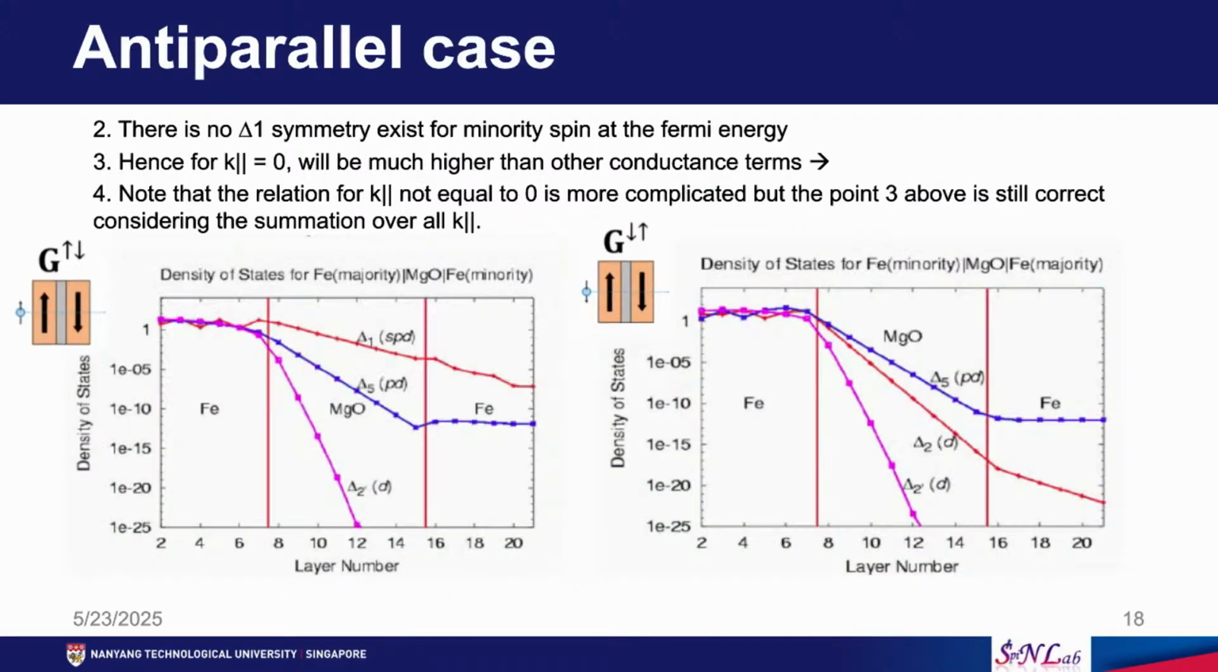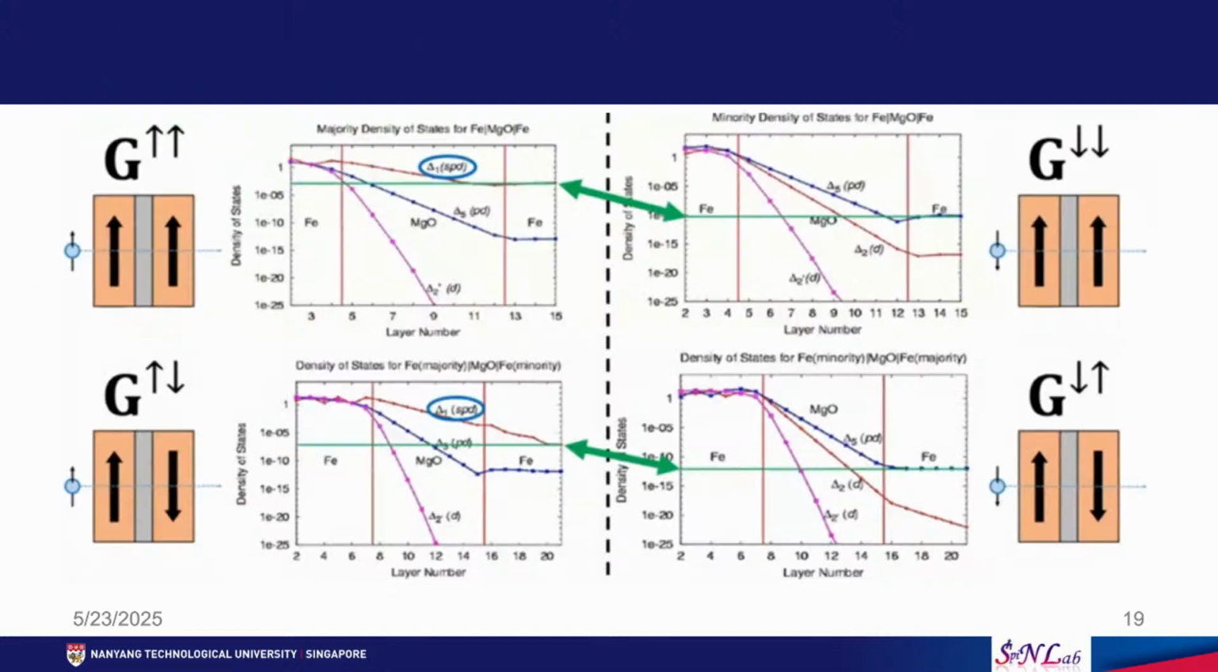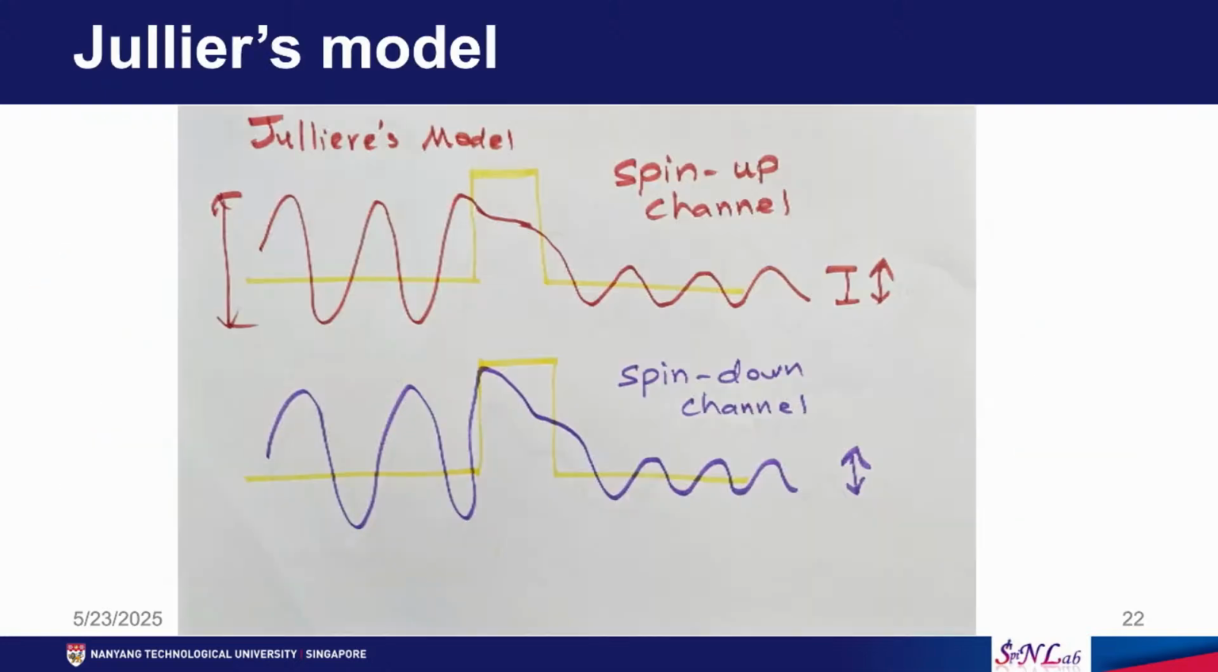Okay, so, if you look at the anti-parallel configuration, the spin up electron can go reasonably okay, but the spin down electron cannot go. Okay. Okay, so, based on all these calculations, okay, let me skip this one.